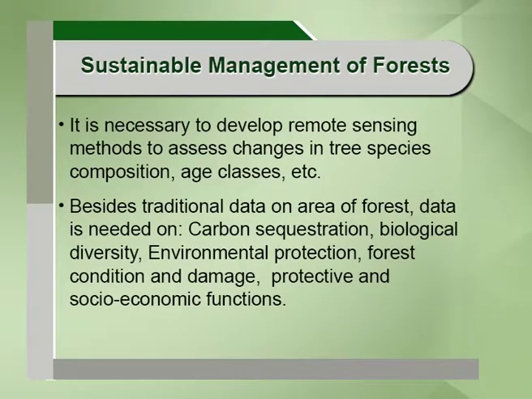Remote sensing methods are other methods which are used to assess the changes in tree species, composition, age and class of the trees. Besides traditional data on the area of the forest types, we also need the data on carbon sequestration, biological diversity, environmental protection, forest conditions, damage, protective and socio-economic functions. So, other than the traditional data, these data are also important in order to develop a chart or a compilation of data for conserving the forest systems.